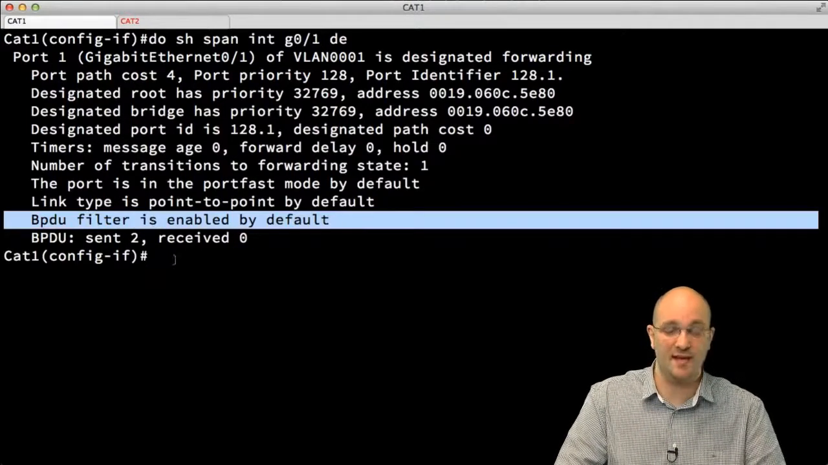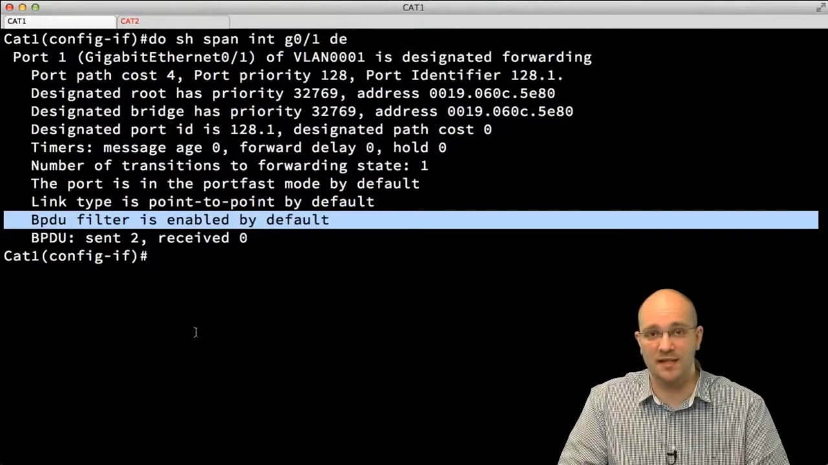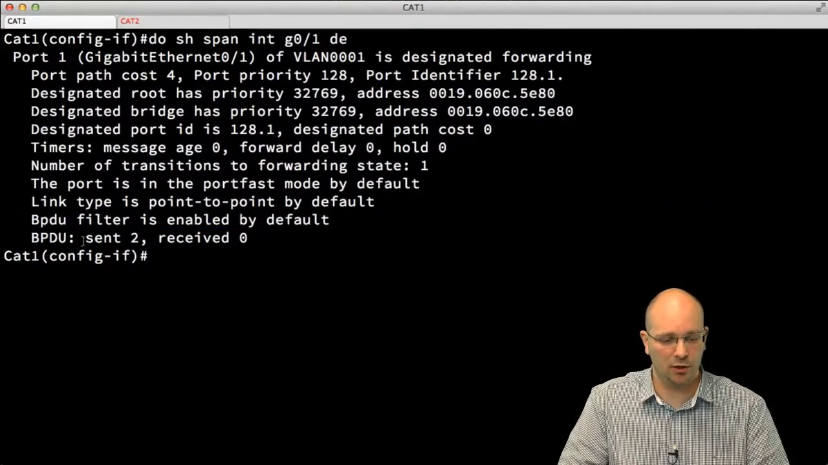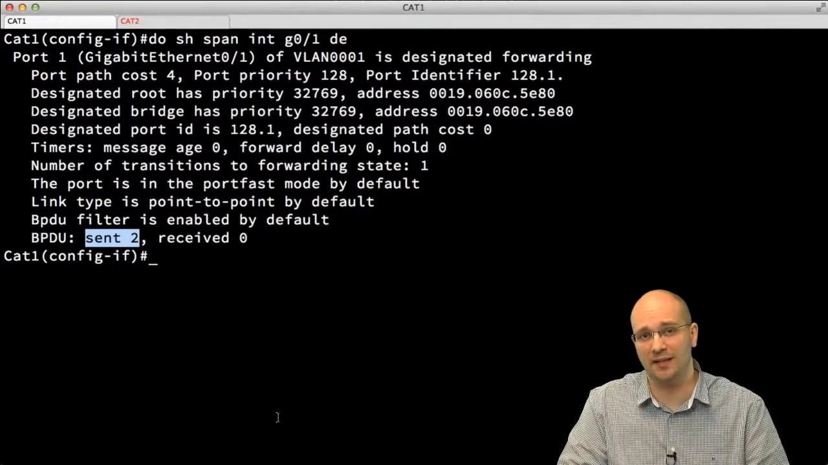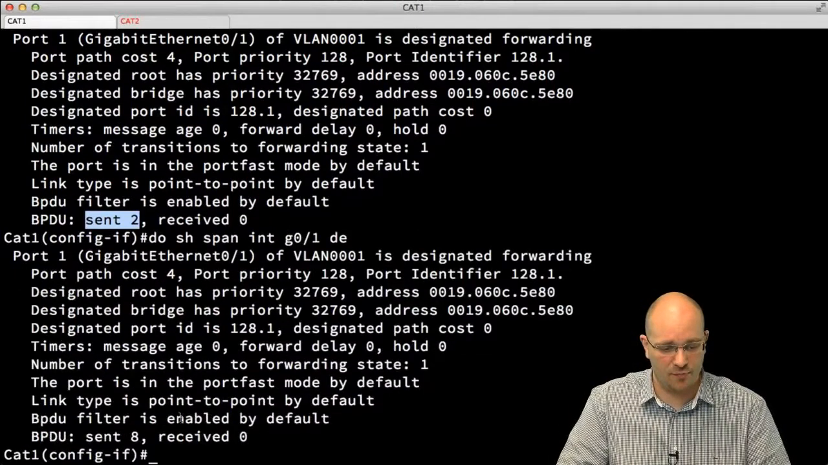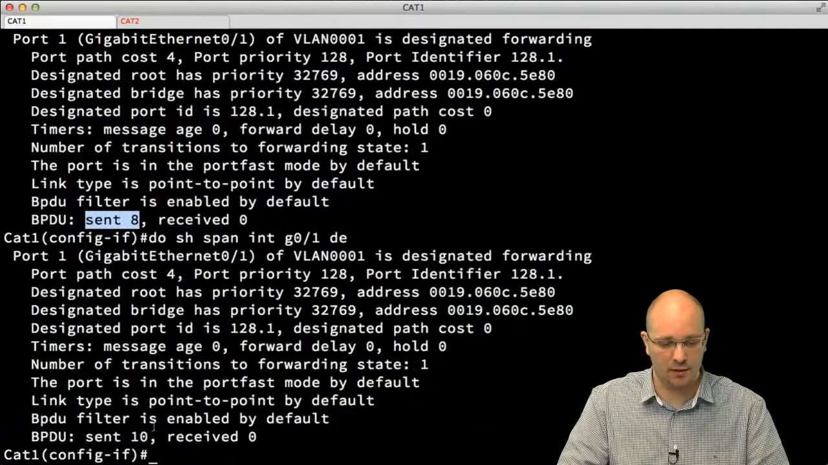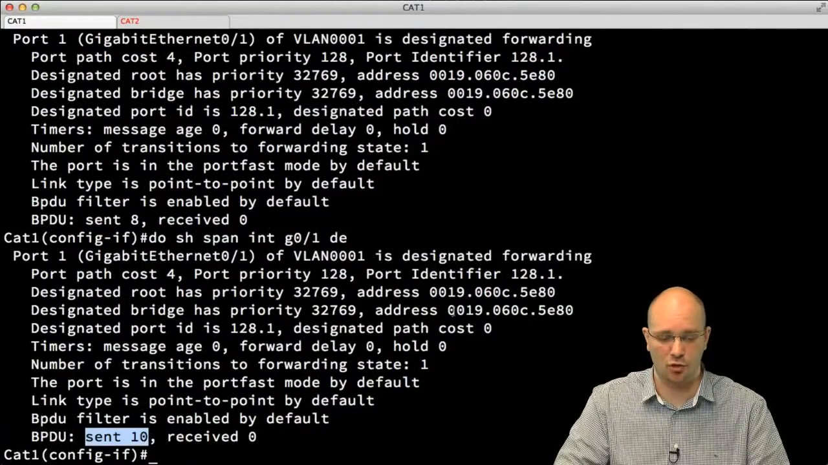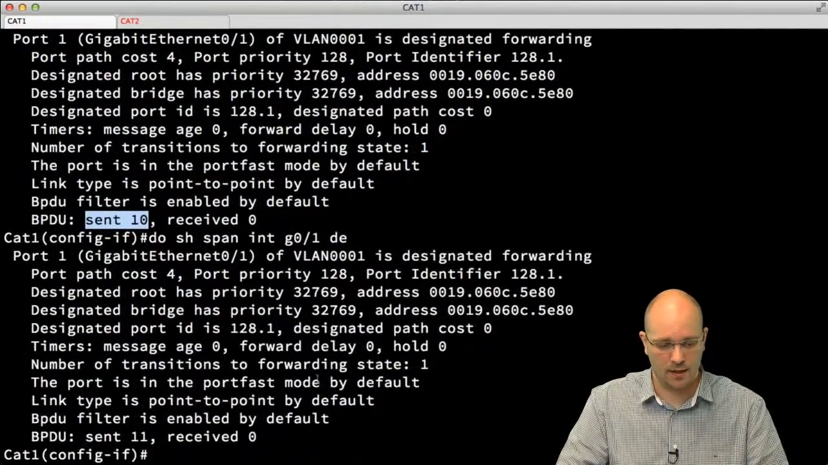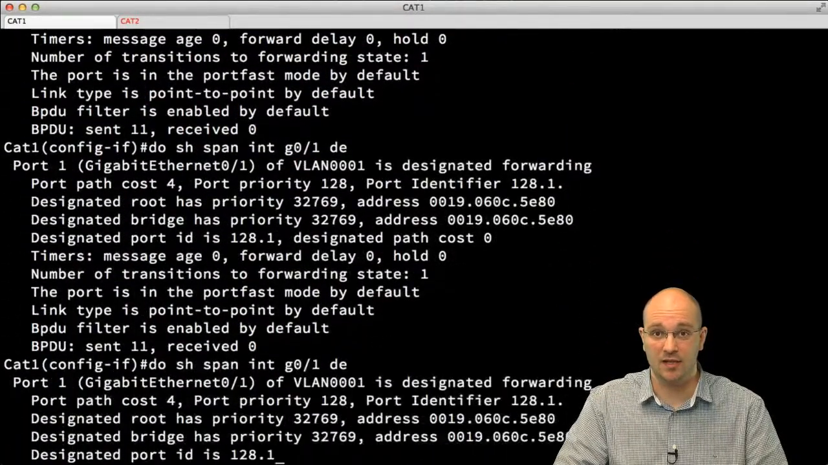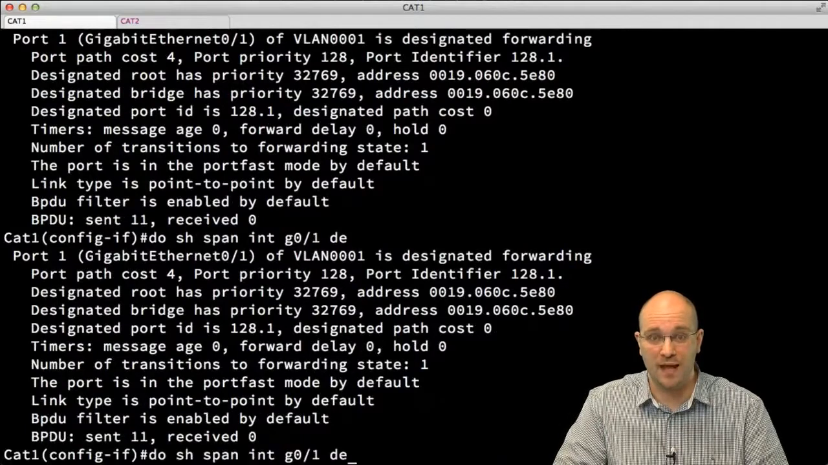Also, take a look at this. The BPDUFilter is enabled by default, but look, I'm still transmitting some BPDUs. And if I repeat the command, I will see BPDUs being sent here. I have sent 10 so far, 11, and this is where it all stops.